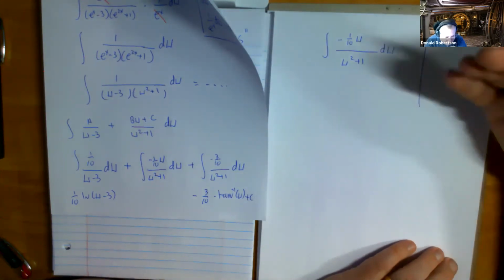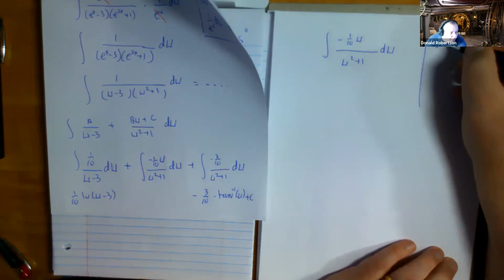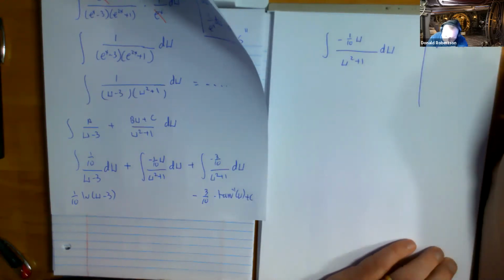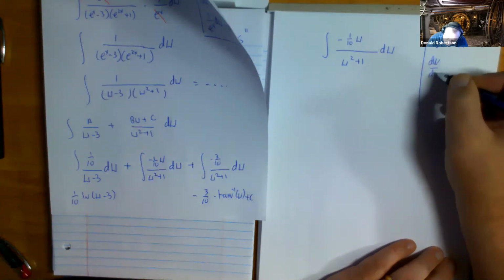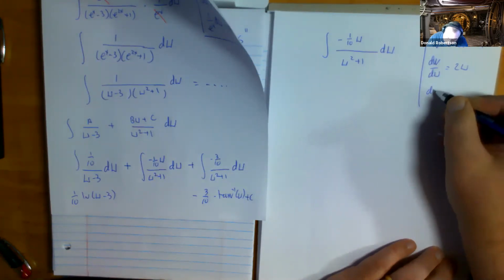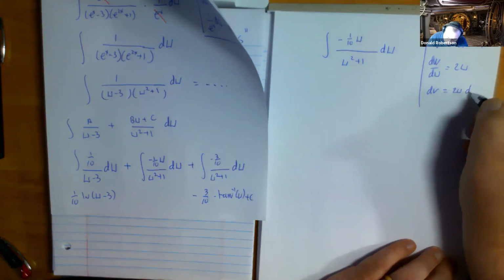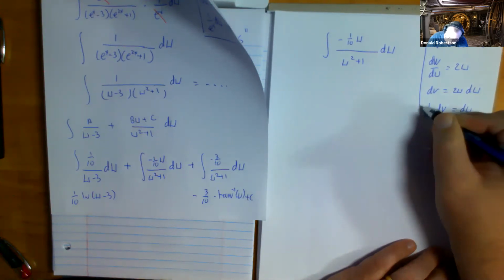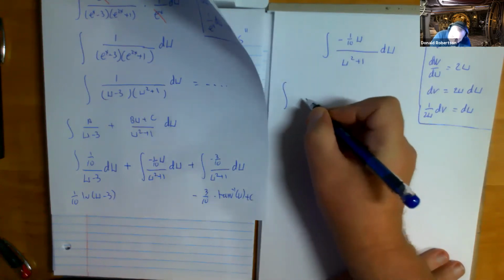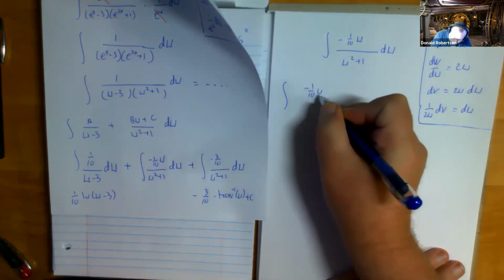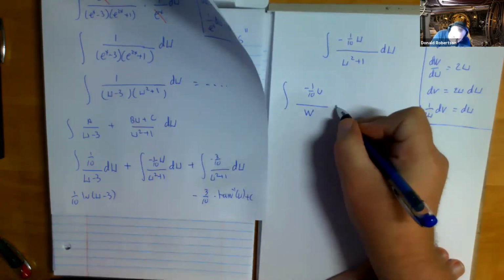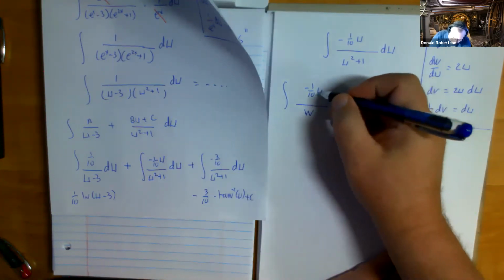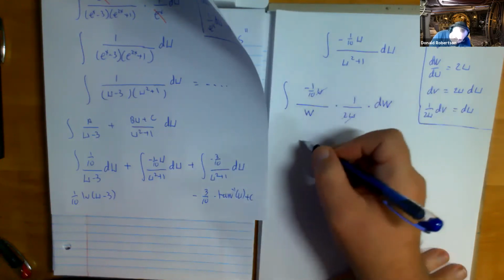Well, unfortunately, it's called U, but you're right, it is a U sub, so I'm going to have to call it a W sub, right? You can't have the same variable on both sides, it won't make sense. So I'll differentiate W with respect to U. I'll do the crossover, and I'll isolate. So this becomes negative 1/10 U over W times 1 over 2U dW. The U's cancel and the 2's, well, you have to be careful with that.